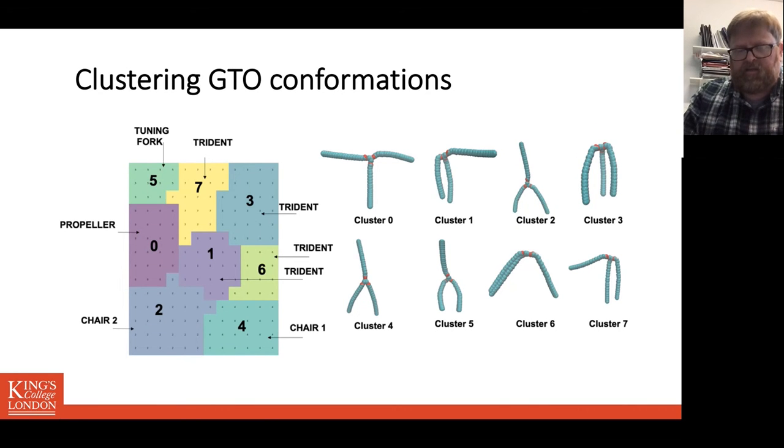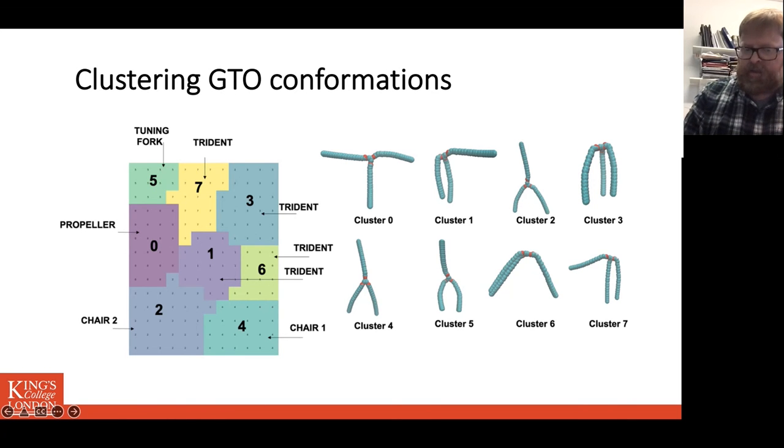And in the end, we end up with eight different clusters of conformations. And the cool thing to us was that they all basically are the same conformations that were being looked for in the geometric approach anyhow. So you can see that cluster zero here is propeller, cluster one is a trident of some short shape, cluster 3 is a trident of some shape, cluster 6, a trident of some shape.